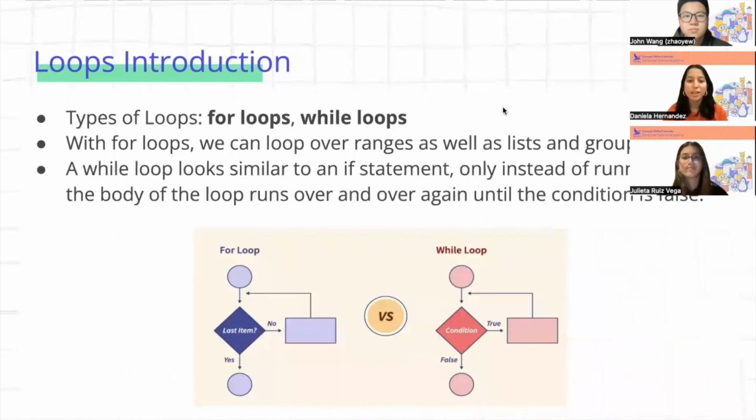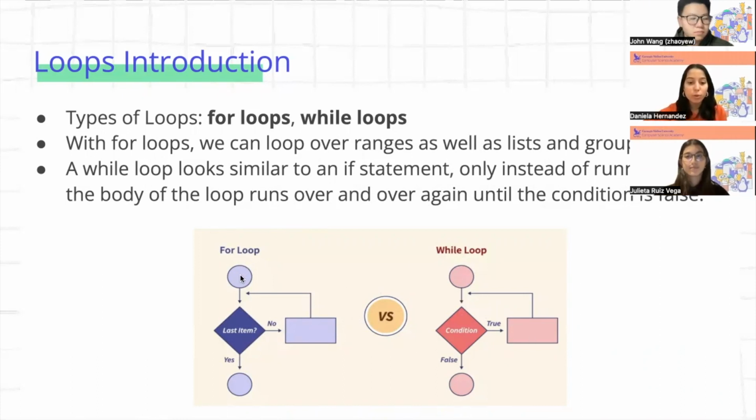Quick introduction about loops. Today, we're going to be covering two types of loops, for loops and while loops. With for loops, we can loop over ranges as well as lists and groups. And with while loops, although they look similar, we loop through an if statement. Only instead of running the loop once, we're going to run the loop until a certain condition is met or it hits false. And this can be represented with this graphic right here.